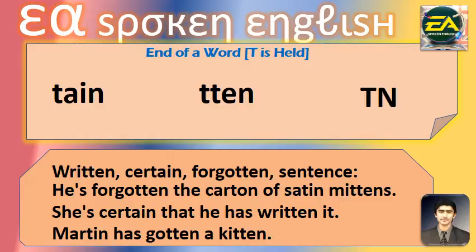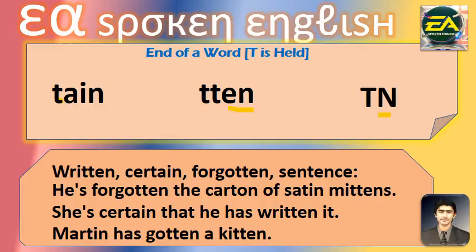This rule is a little bit difficult, but it's also very important to tell you. When there is a word with TAIN, TEN, and TN, you need to use your nose, like burden, written, certain, forgotten, sentence. He has forgotten the cotton of satin mitten. She is certain that he had written it. Martin has gotten a kitten. You need to practice, like instead of "kitten", you might say "kit'n". Put silence, make a glottal stop, like kitten.